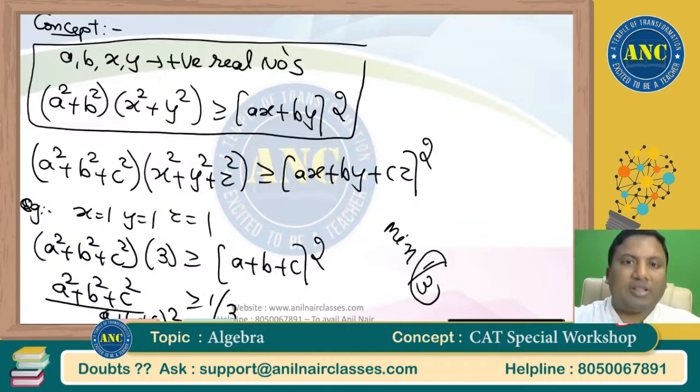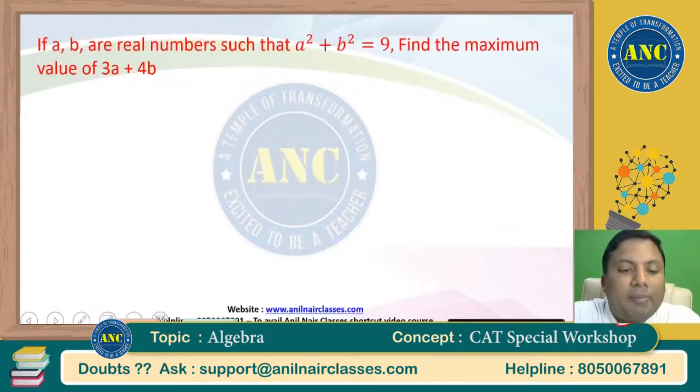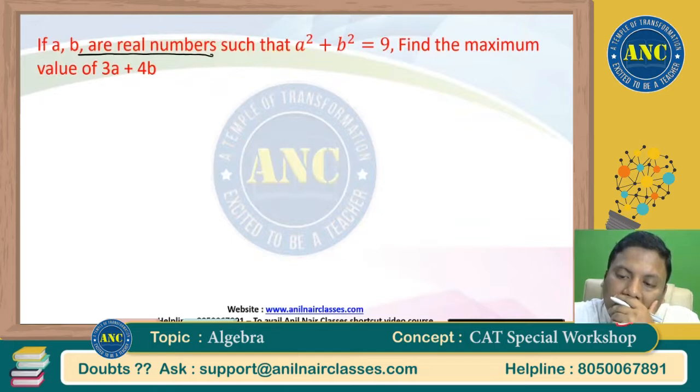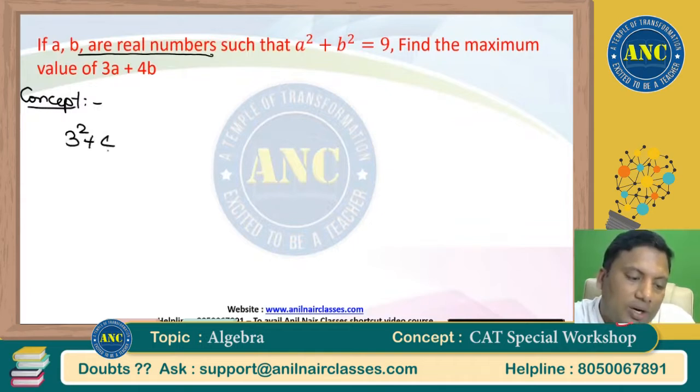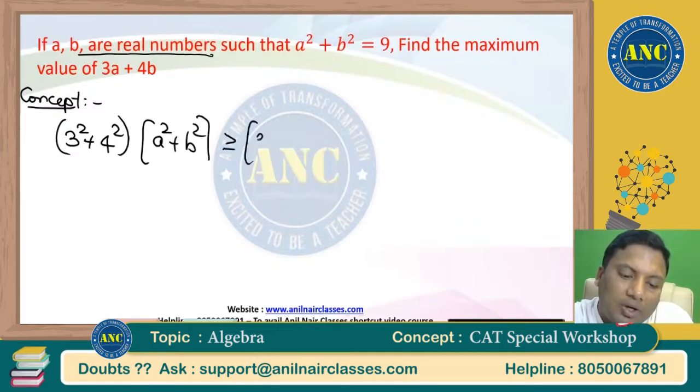Right. We will start with the first problem. If A and B are real numbers such that A square plus B square equivalent to 9, find the maximum value of 3A plus 4B. So, how to solve this question? By using the concept of Cauchy-Schwarz inequality. What is that inequality? (3 square plus 4 square) into (A square plus B square) is always greater than or equivalent to (3A plus 4B) whole square.